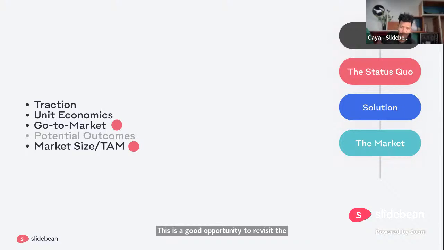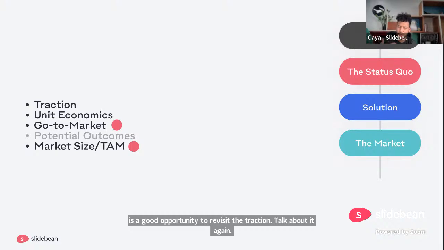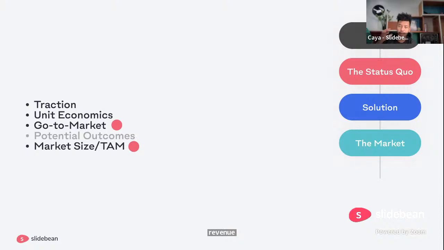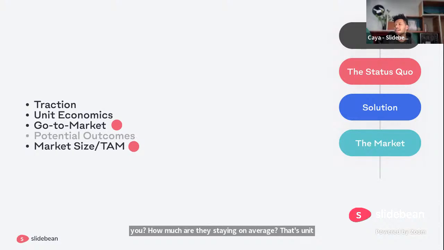We have unit economics. When you have traction, when you have revenue, talking about how revenue is working, how you're converting customers, and how that's working. Unit economics as to like how much is a customer costing you? How much are they staying on average? That's unit economics, and it's a crucial slide the moment that you have traction, or revenue, I mean. Go-to-market slide, we talked a little bit about that, and TAM, we talked a little bit about that.